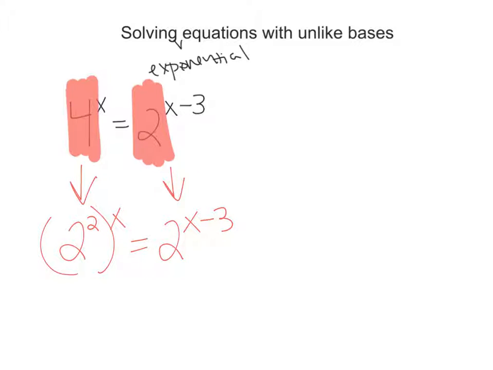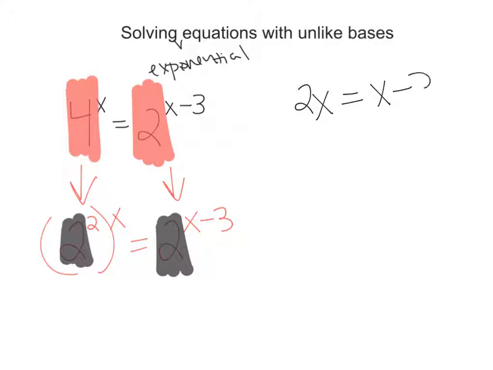And now that we have like bases, a like base of 2 here and a like base of 2 here, we can set our exponents equal to each other. So that's going to look like 2x is equal to x minus 3. If you subtract x on both sides, x is equal to negative 3.